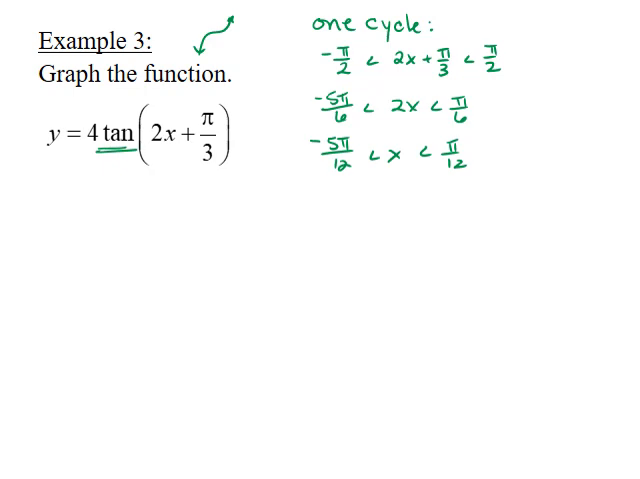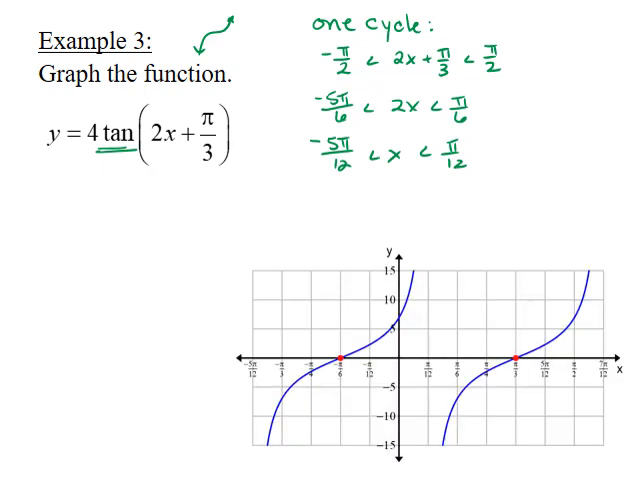Okay, so that's where my asymptotes will occur, and I'm just going to pull this graph up to show you. So my asymptotes are going to occur at negative 5 pi over 12 and pi over 12. Sometimes students want to make another cycle and they have trouble figuring out where the next consecutive asymptote goes.